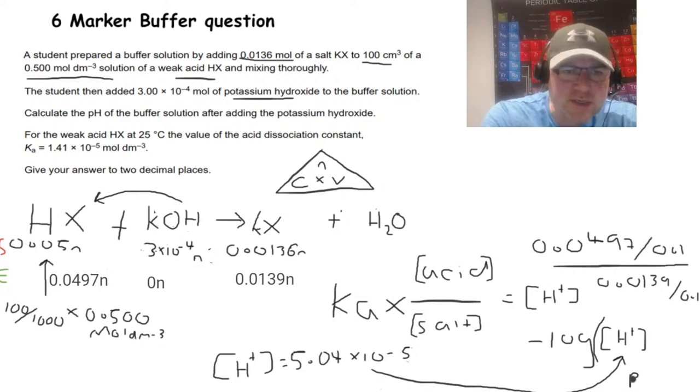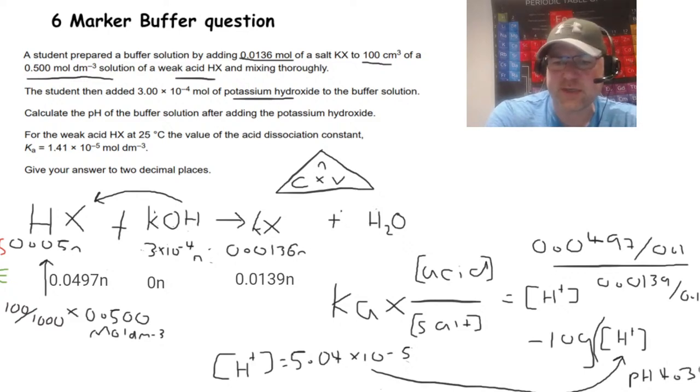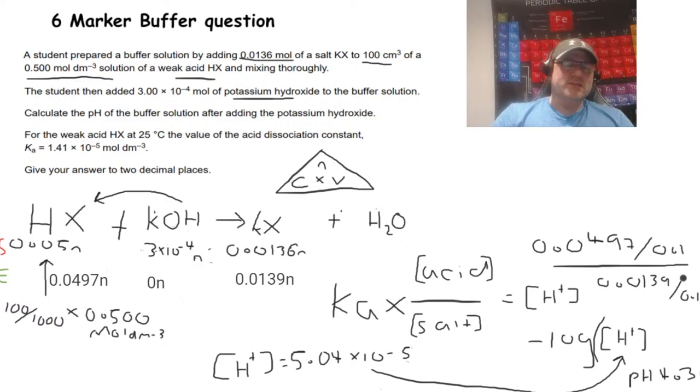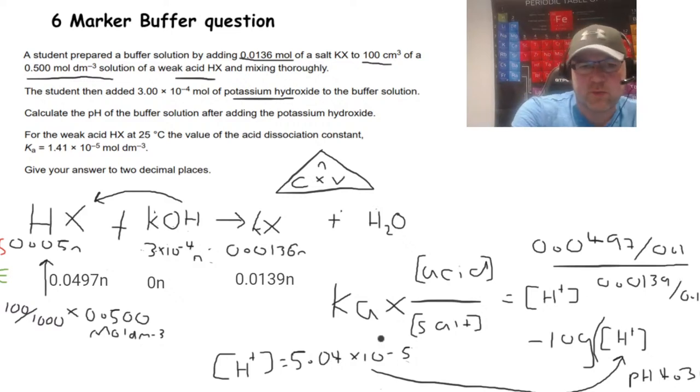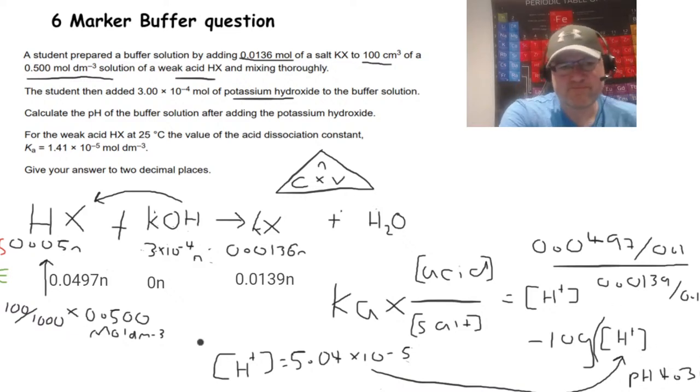4.3. Does it say 2dp? So two decimal places. 4.3. You actually get 4.29. You should get 4.30 as your pH. Okay, so what did I do different there? I don't know. When I did it before, I probably did a calculator error there and missed out a zero somewhere. So 4.3 is the pH. Coolio.